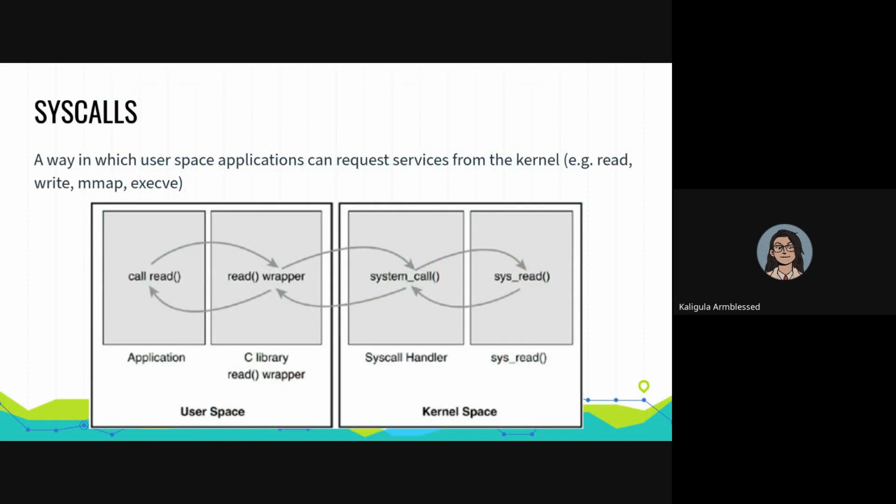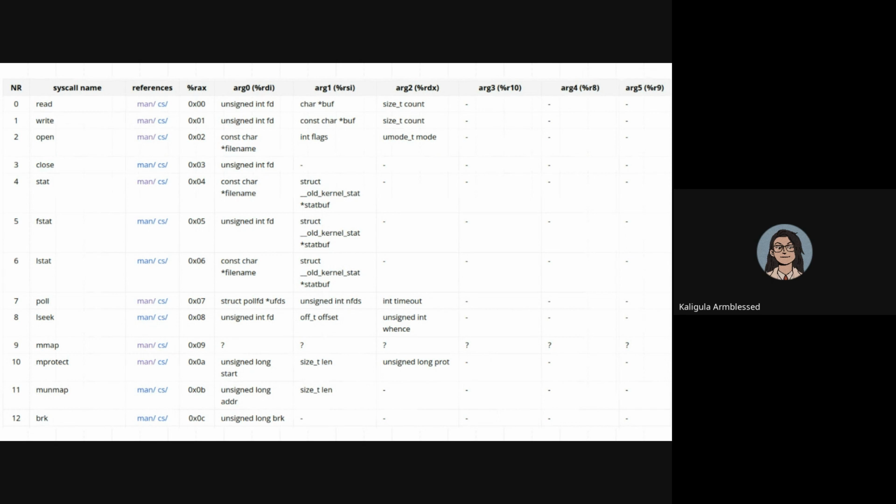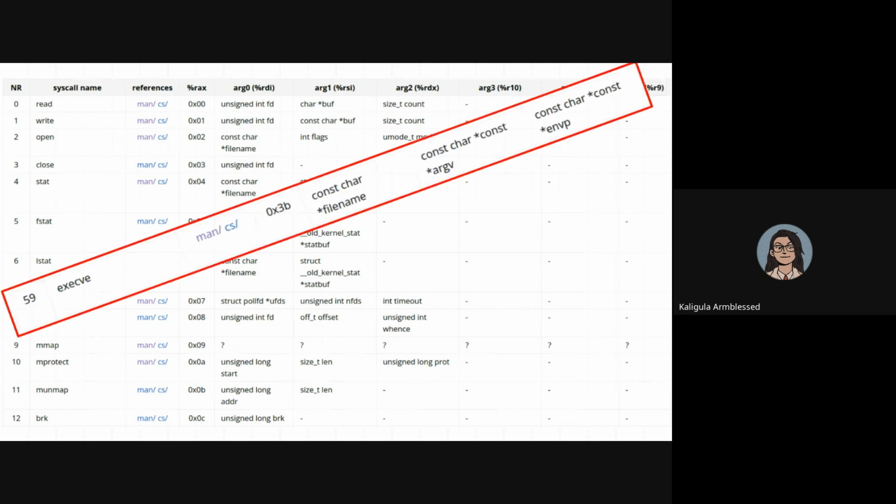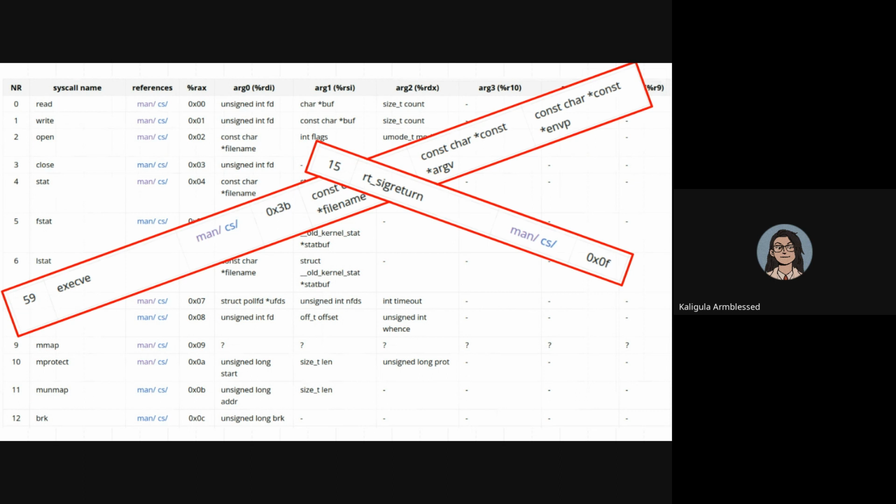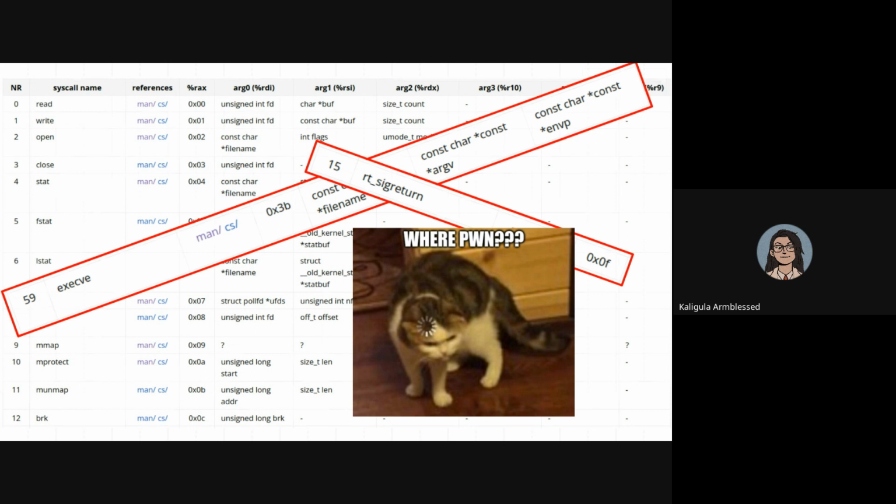So for user land to talk to kernel land, it does this via syscalls. And syscalls are a way in which they can request services from the kernel. So for example, read, write, mmap, execve, all these are done via syscalls. As you can see, this is a syscall table, which is basically all the different syscalls that are present in the kernel. And the syscalls that you may know would be execve, which we see a lot in Pwn, sigreturn, which you also see a lot in Pwn, but we didn't come here for a computer science lecture, right? We want to Pwn stuff.